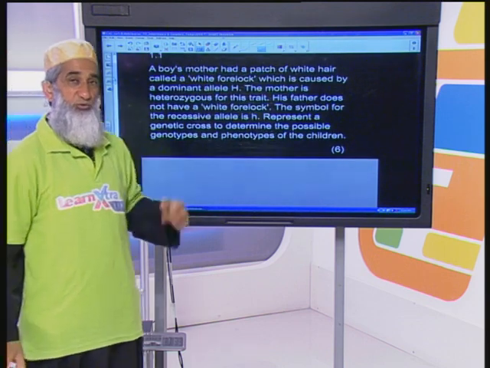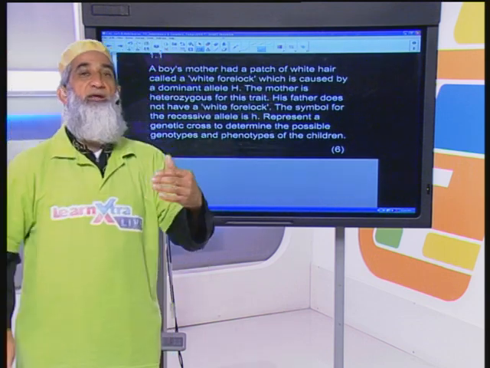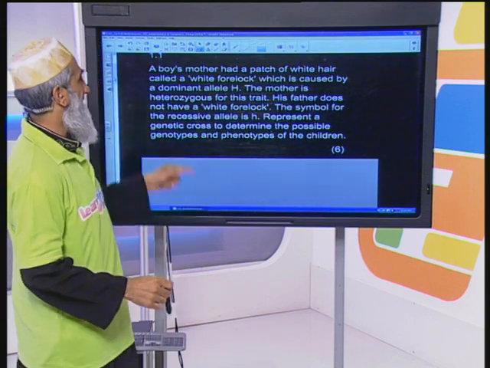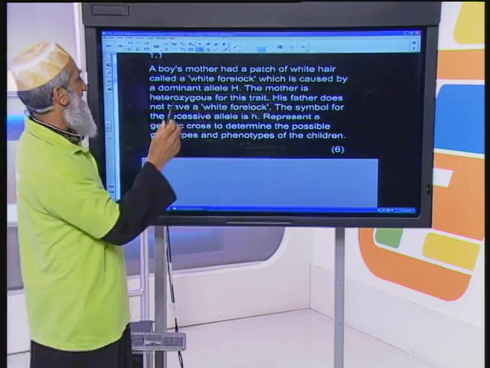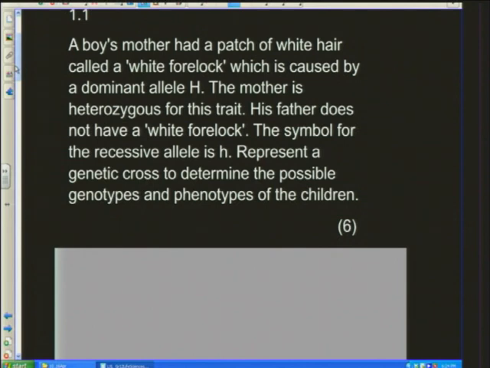We started, I told you, with complete dominance so that we can get used to it again and we move on from there. A boy's mother has a patch of white hair called white forelock, which is caused by a dominant allele H. Notice I told you last week the homework I'm doing. You could either scribble the keywords on the side, or you could be underlining it on the question paper. The mother is heterozygous, very important, for the trait. Immediately you can write it down, Hh. Why? Because it's heterozygous, hetero, different alleles.